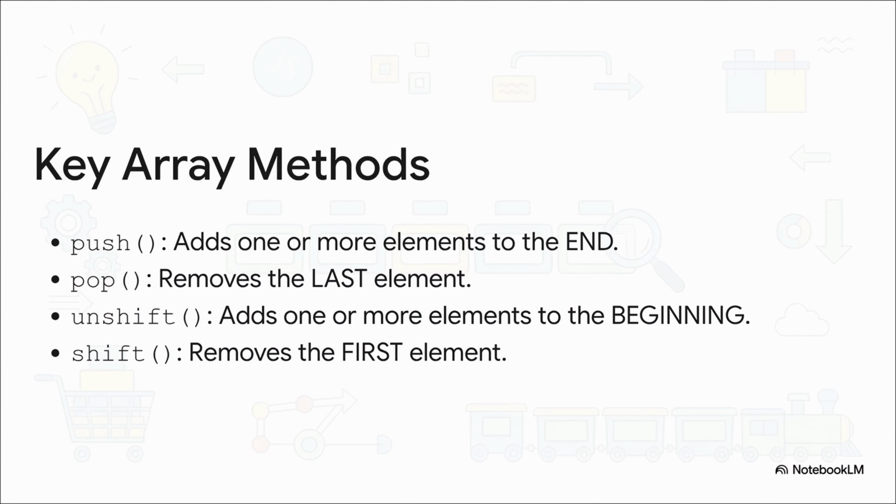Then you have unshift and shift, which deal with the beginning of the array. Unshift adds to the front, and shift removes from the front. So if you combine push to add to the end and shift to remove from the beginning, presto, you've got your queue.